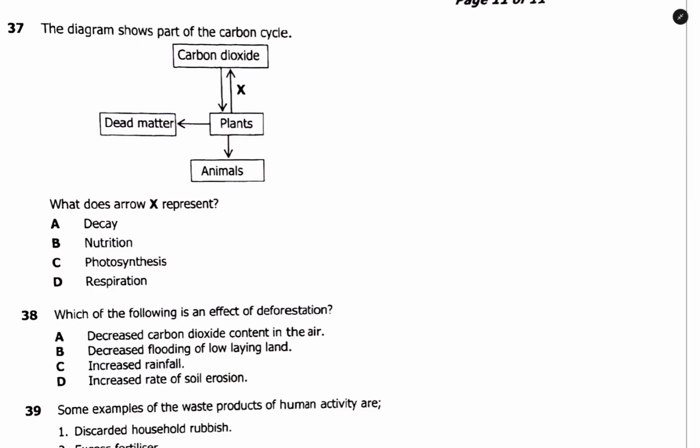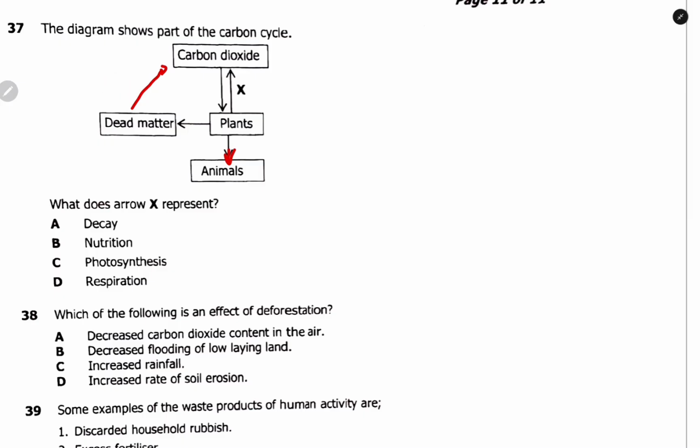37. The diagram below shows the carbon cycle. Carbon dioxide on top right there. There's plants, then animals. What this means is that carbon dioxide is used by plants, and of course, these plants are eaten by animals. And these plants can also die. So we have dead matter here. Now the question here is, what does arrow X represent? If it was coming from dead matter, I would have said decomposition, maybe.